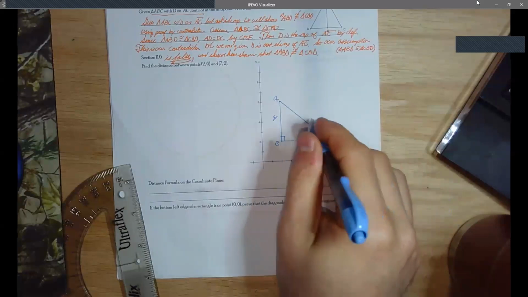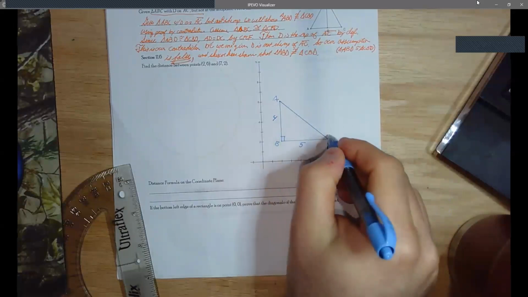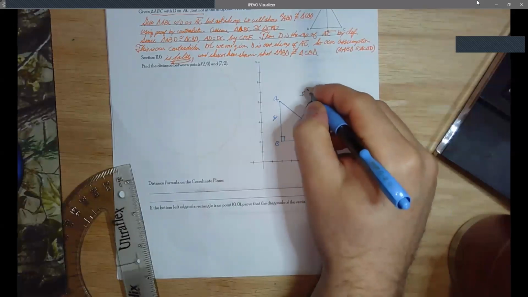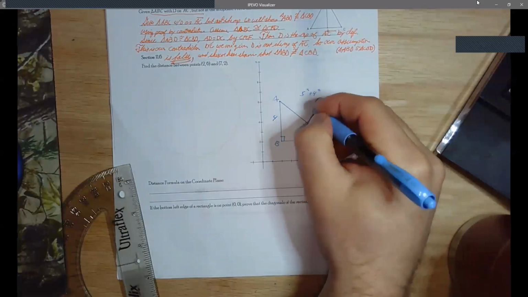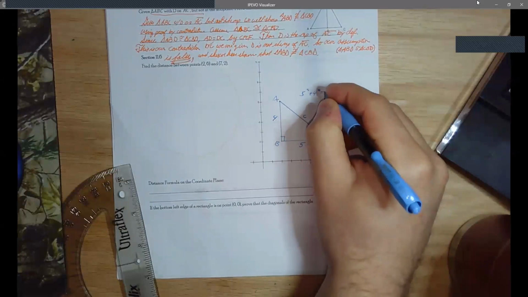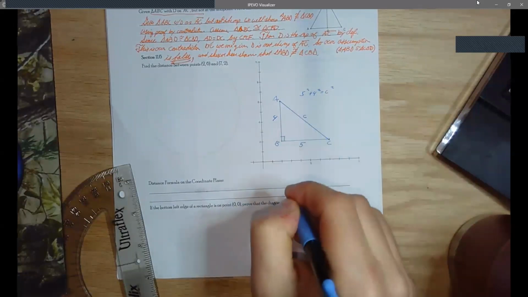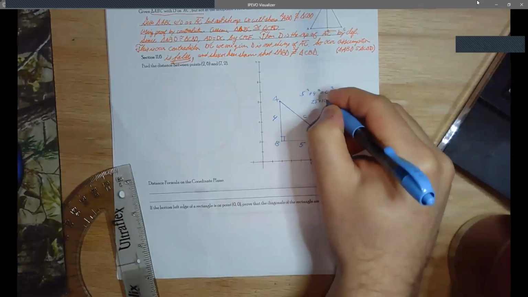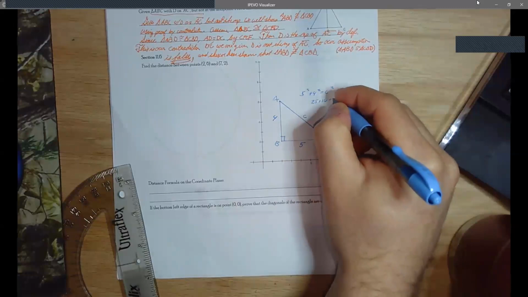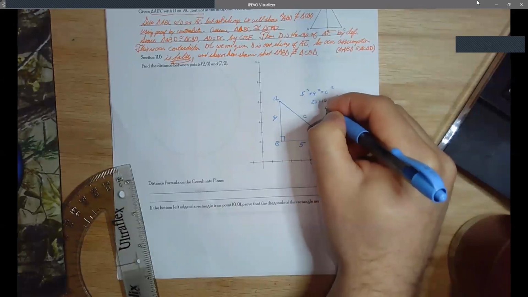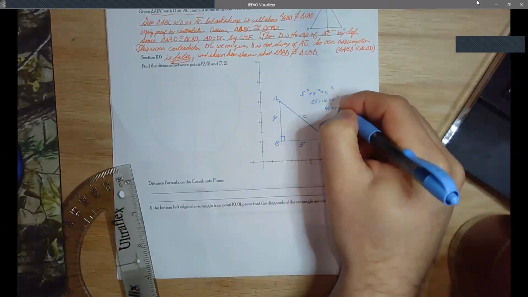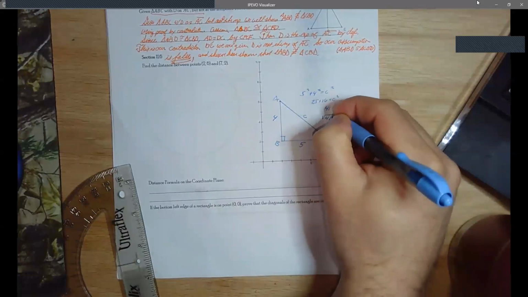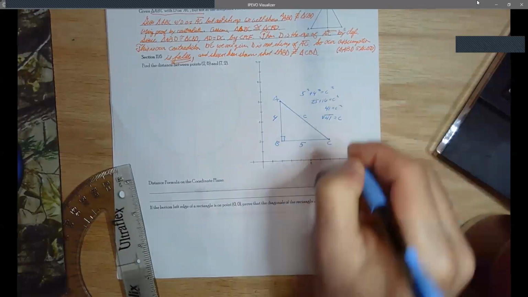And then we can find the distance from A to C using the Pythagorean theorem, right? 5 squared plus 4 squared equals, we'll call it c, c squared. So 25 plus 16 is c squared, so 41. And then we'll take the square root of both sides. So the square root of 41 is c.